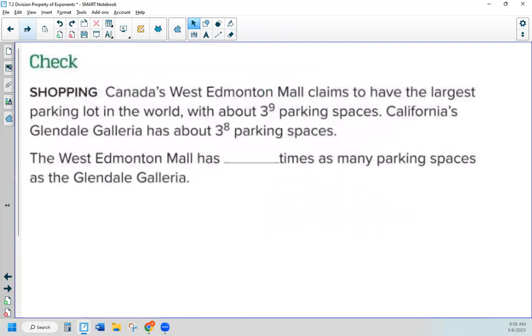All right, go ahead and pause it right now. Do the same thing, same idea. Look at what you got and answer the question.